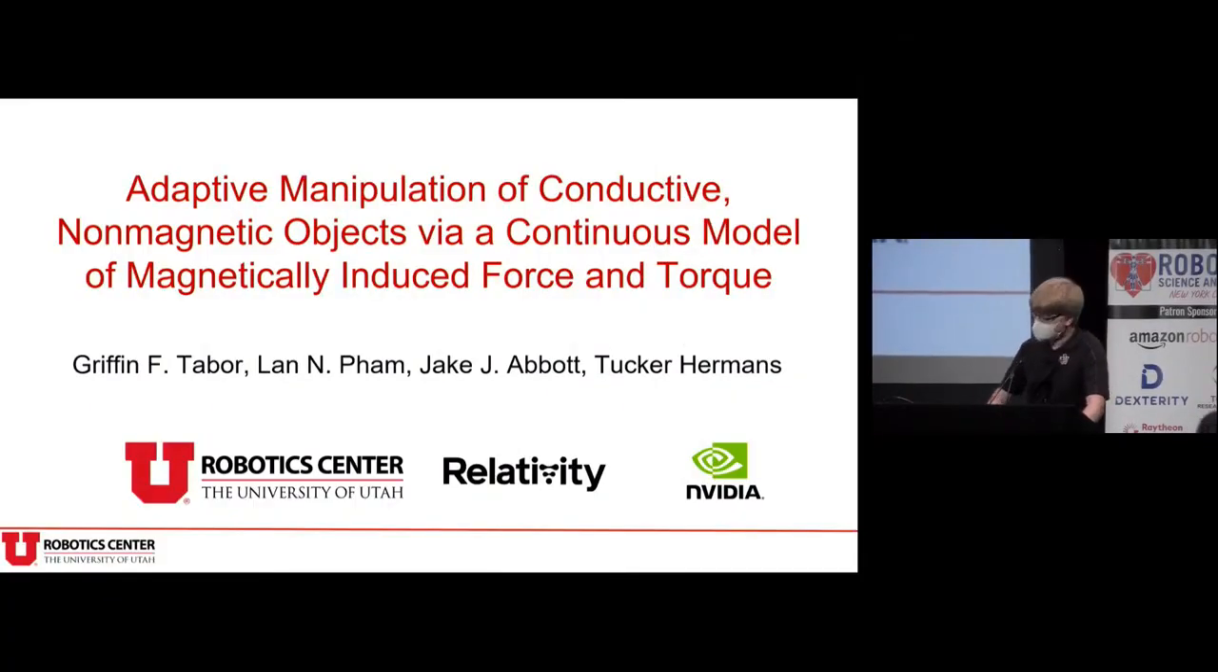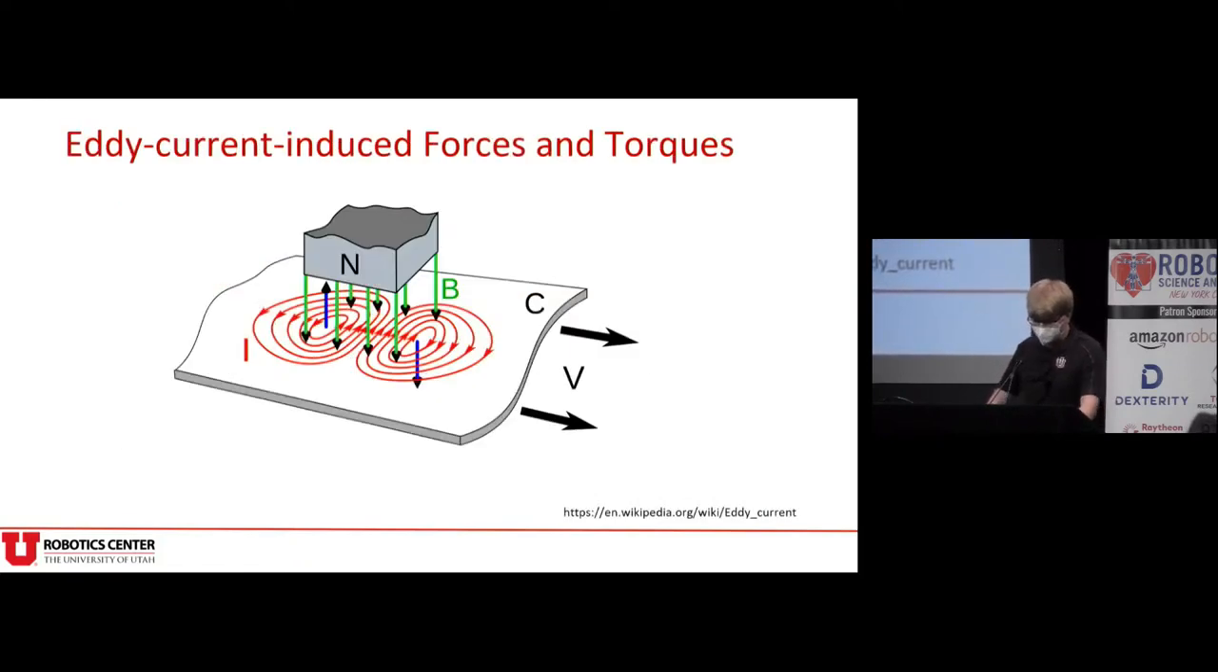Hi, my name is Griffin Tabor, and I'm here to talk about our recent paper, Adaptive Manipulation of Conductive Non-Magnetic Objects via Continuous Model of Magnetically Induced Force and Torque. Our research builds on using eddy currents, enabling us to produce force and torque on conductive objects, which, while not unknown, manipulation with these effects is relatively unexplored.